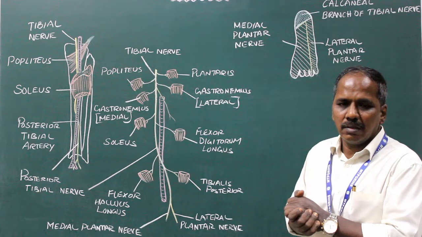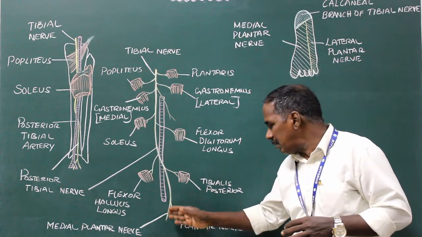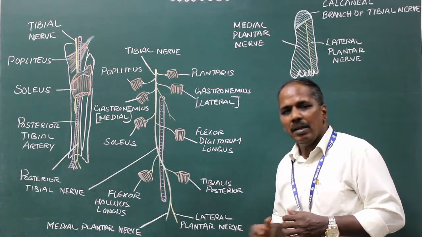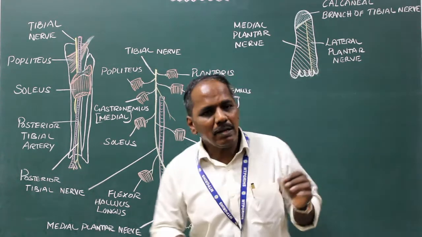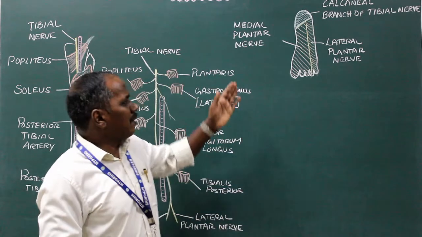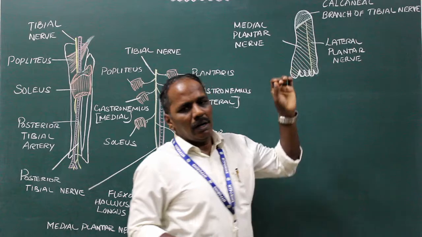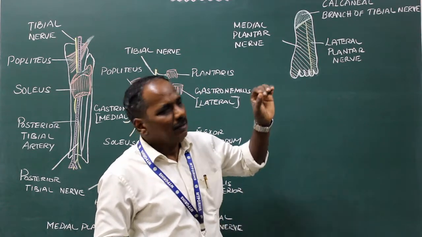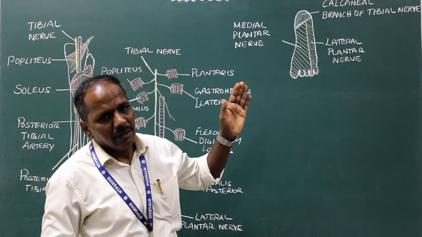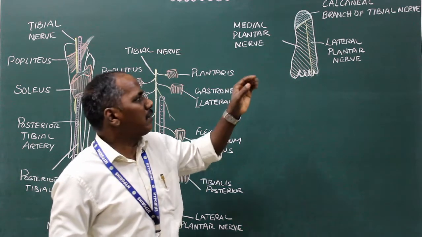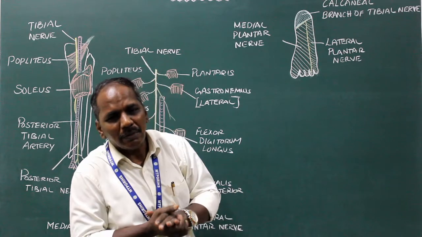Terminal branches. It ends by dividing into two terminal branches, medial and lateral plantar nerves. It gives a cutaneous branch which supplies the heel area on the sole of the foot. That is the calcaneal branch of the posterior tibial nerve, which is a cutaneous branch, ends by supplying the heel of the sole of the foot.